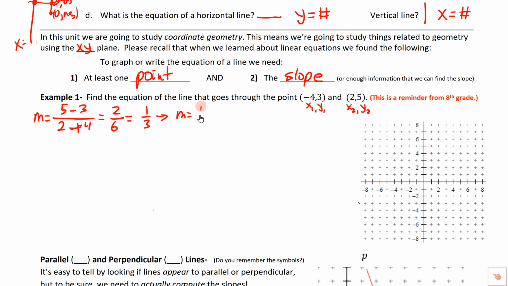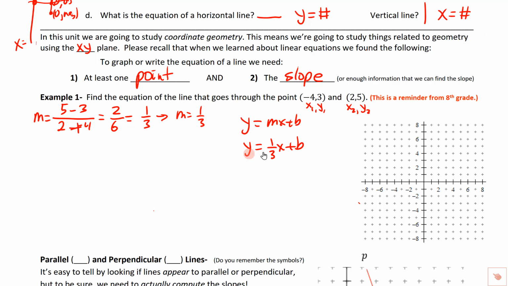Okay, so what we've got so far is we know what the slope is. They didn't give us the slope, but they gave us enough information to figure it out. So I'm going to write this down. Y equals mx plus b. We're going to write it in this format. And we know so far that we've got 1/3 for the slope, but what we don't know is what the y-intercept is. So we've got to find that.